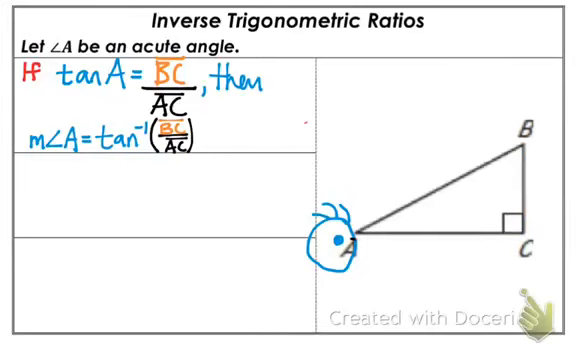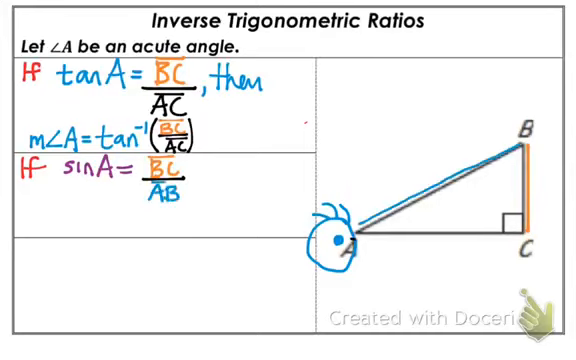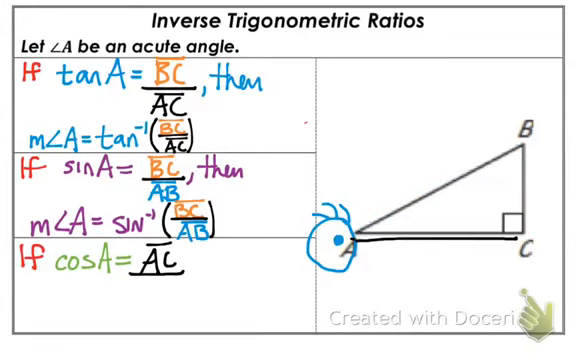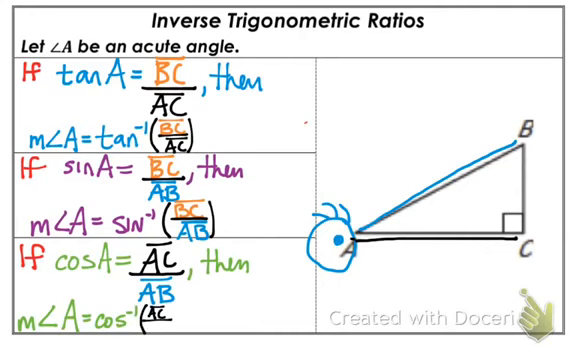Then let's use sine. If the sine of A is equal to the opposite side BC over the hypotenuse AB, to figure out the measurement of angle A using sine, we have to use the inverse sine. So the measurement of angle A is equal to the inverse sine of BC over AB. Final one: if the cosine of A is equal to the adjacent side, which is AC, divided by the hypotenuse AB, then the measurement of angle A is equal to the inverse cosine of AC over AB.